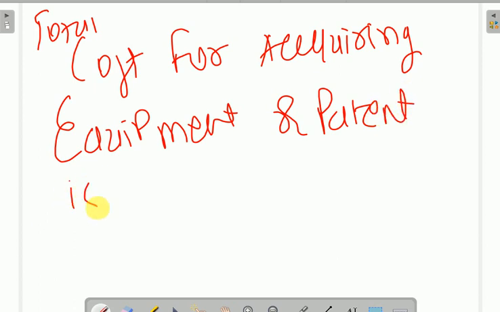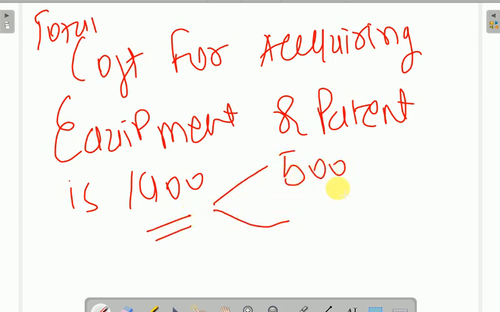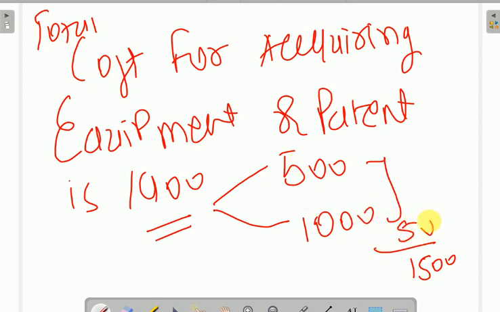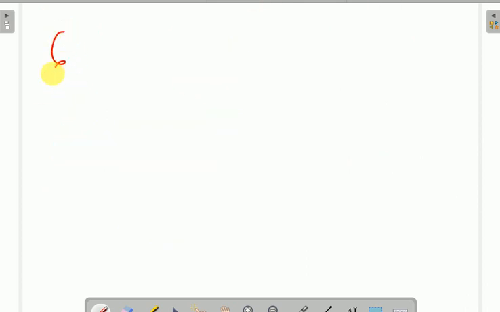is 1400, and that 1400 we need to allocate in the ratio of 500 and 1000. So in the denominator we will put 1500, and in the numerator once 500 and once 1000. So this is the value we will get for equipment and patent.